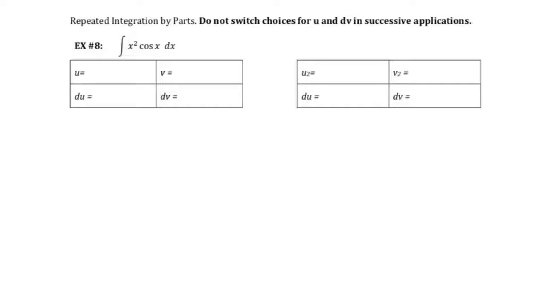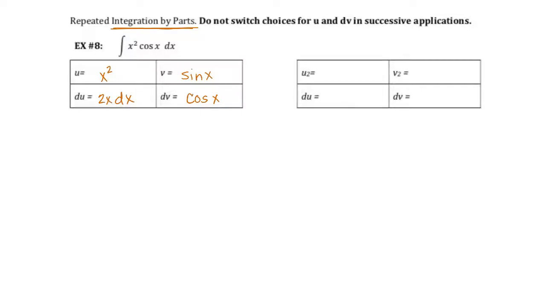All right, for the last example I want us to look at, this is going to be a repeated integration by parts, and we're going to see what that implies. Again, we need to pick something that we can take the derivative of pretty easily, and something we can integrate. It looks like we would let our u be x squared, so du is going to be 2x dx. Then that would leave dv to be cosine x, and if I integrate cosine, I'm going to get sine x.